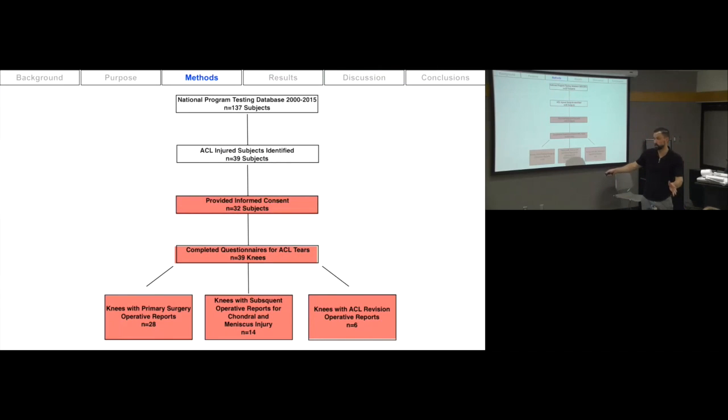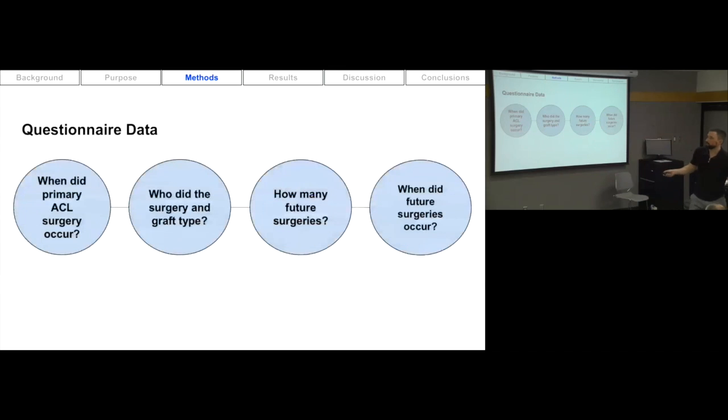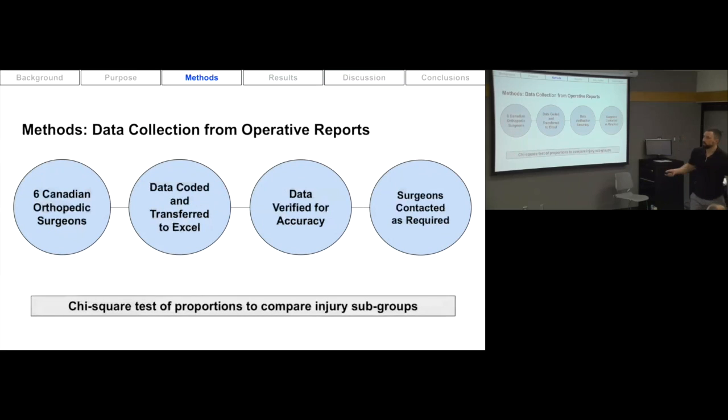So basically 28 that characterize that first injury, and then 20 operative reports that look at what happened down the road after they come back in for whatever might be going on to get their knee looked at from a surgical perspective. So the questionnaire data we asked of the athletes were around variables like: when did your ACL injury happen? Who did the surgery? What graft type did they use? And when did you have future surgeries? So we asked some high-level questions about when, and things that we felt the skiers could remember well. We then obtained these operative reports from 6 Canadian orthopedic surgeons.